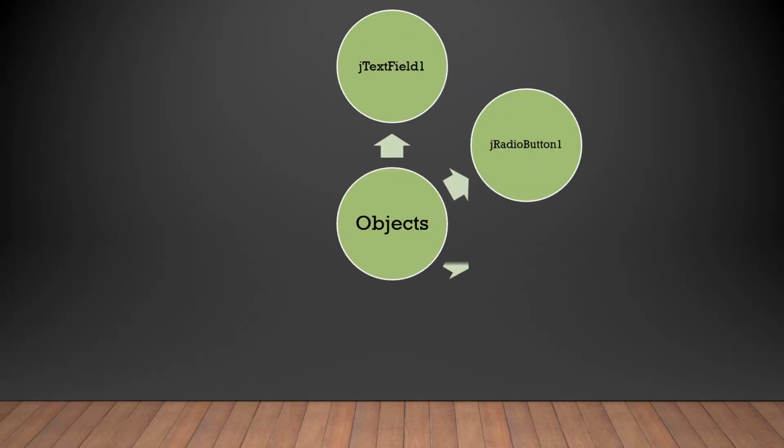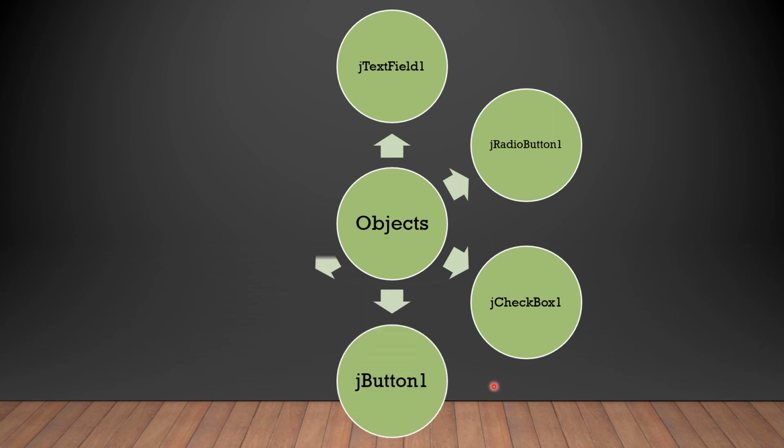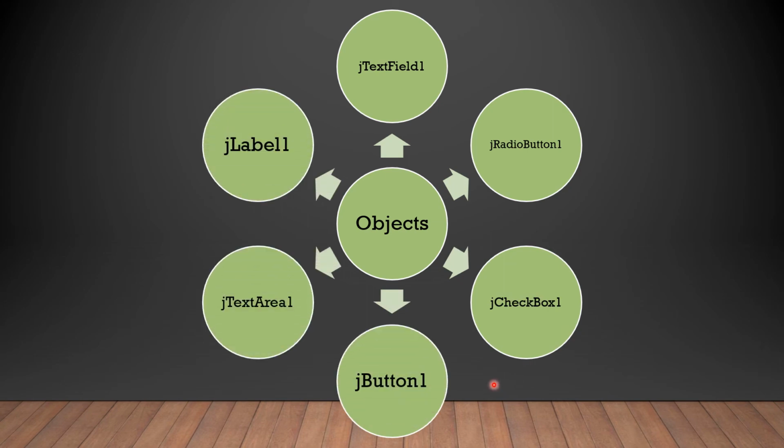If those components are classes, then what will be the objects? The components that we are selecting will have some object. Whenever we select them and drag them to the JFrame, the component which appears is actually the object. So JTextField1, JRadioButton1, JCheckBox1, all these are examples of objects.